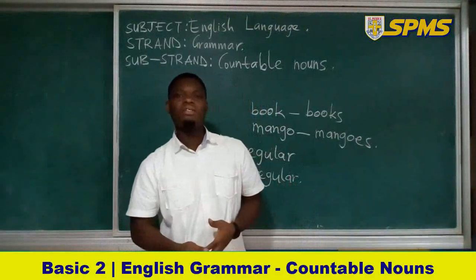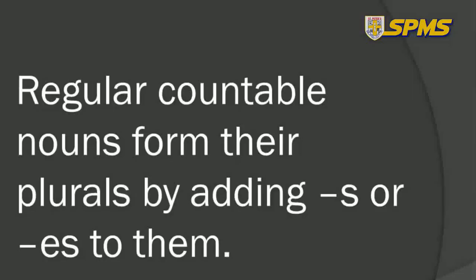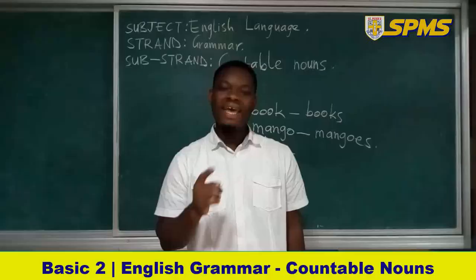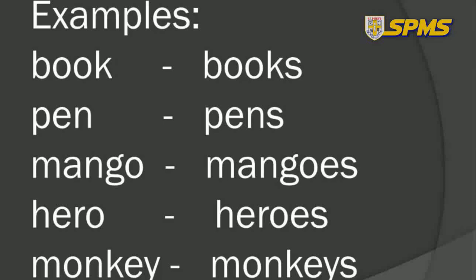So we will first of all look at the regular countable nouns. When we say regular countable nouns, what are they? Regular countable nouns form their plurals by adding s or es to them, just as we see on the screen. Let's take it again. Regular countable nouns are nouns which form their plurals by adding s or es to them. Let's look at examples of them on the screen.